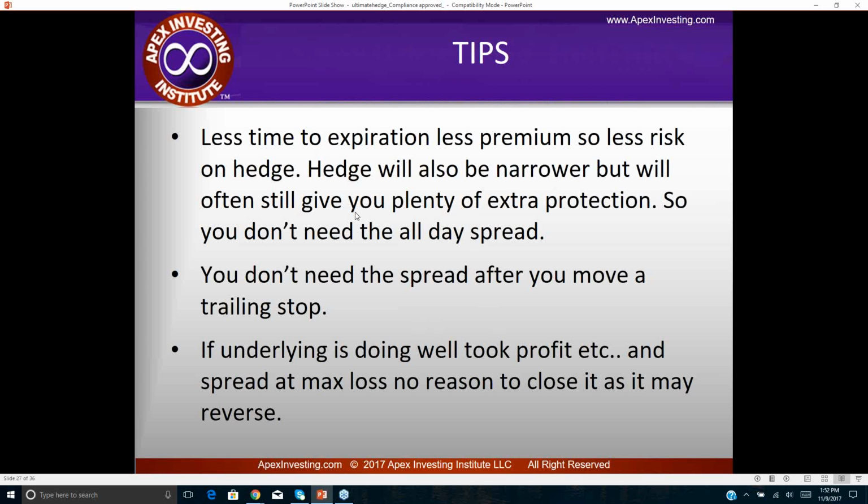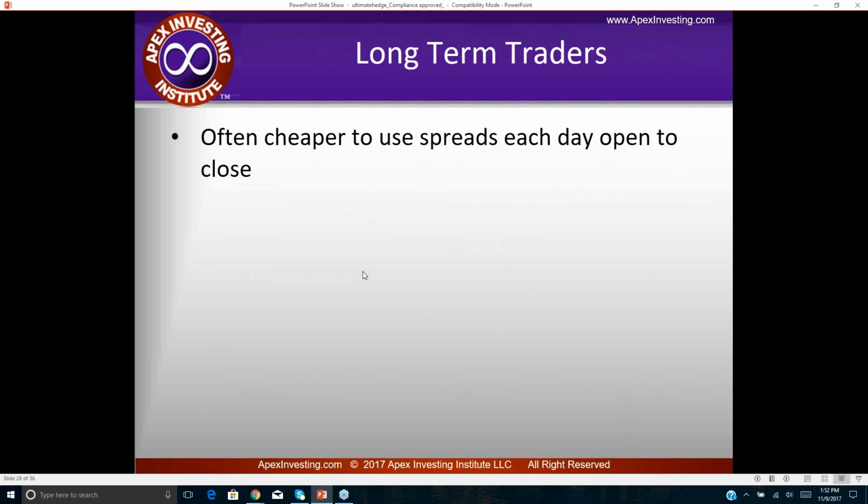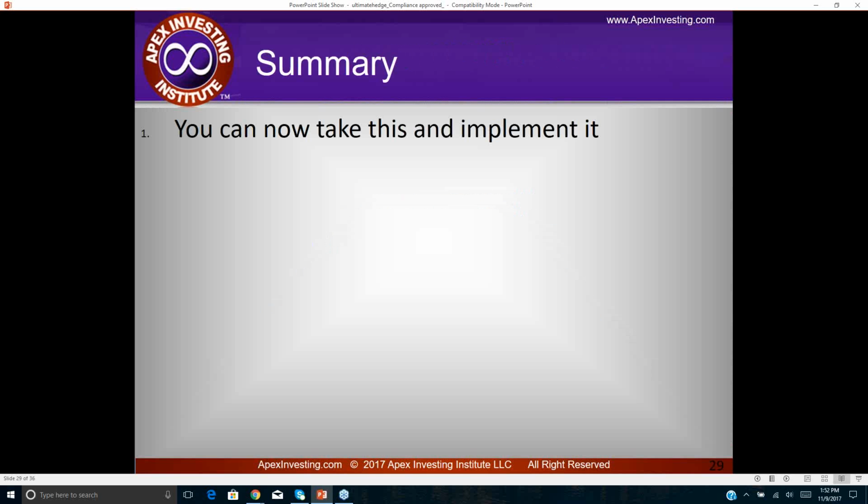Some other tips here: the less time to expiration, the less premium, so the less risk on the hedge. You also don't need the spread after you trail your stop. If you're trading spot forex and it's going in your direction, and you're trailing and trailing, you can get out of the spread. But there are all kinds of other tips and longer term stuff that we'll cover on some upcoming webinars.